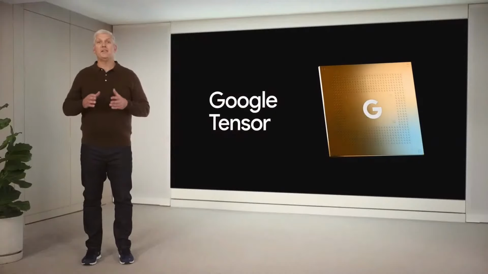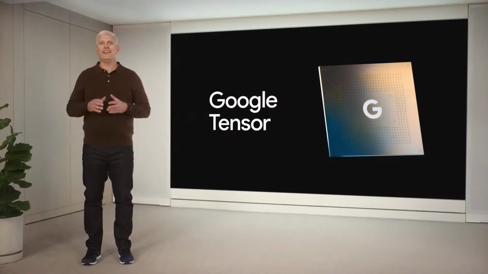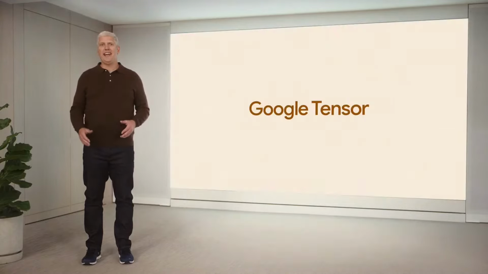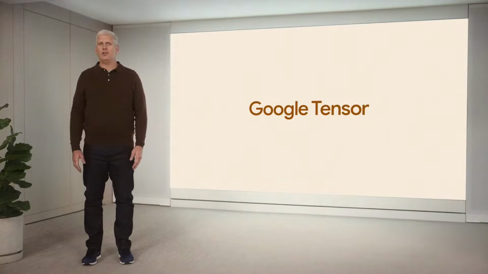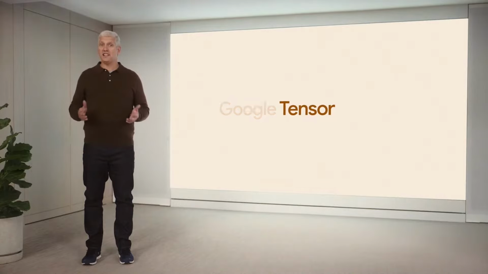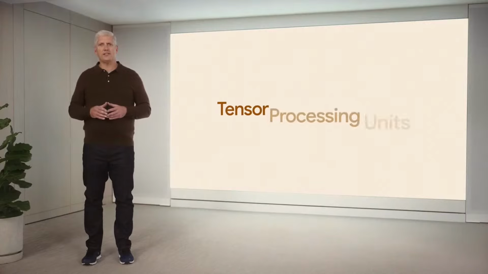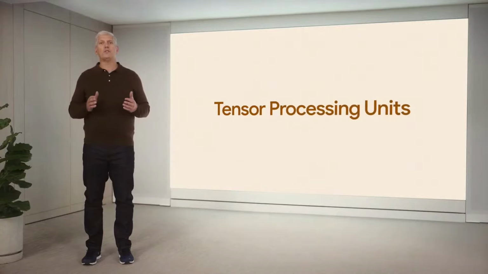Google Tensor is the biggest mobile hardware innovation in the history of the company. It's the culmination of years of investment in AI and Google's deep experience in silicon. The name is a nod to tensors, a building block of machine learning computation. The Tensor name also connects it to Google technologies like TensorFlow, our open source AI and ML software library, and our tensor processing units, which Google developed to power machine learning in our data centers.